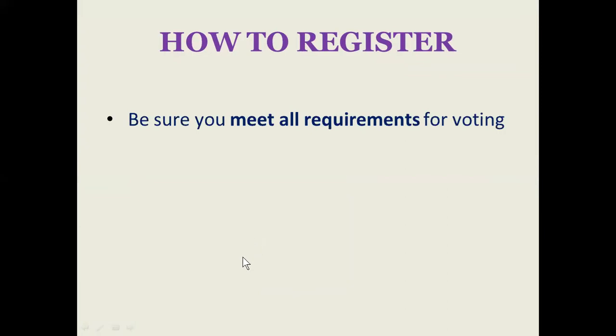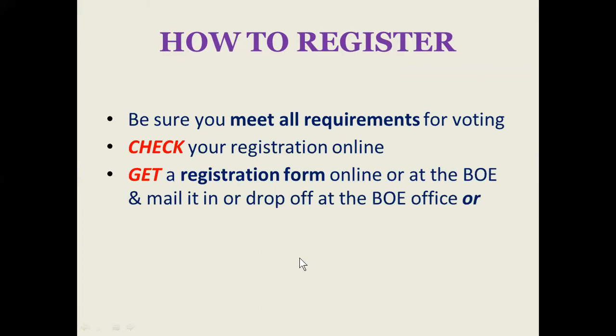So how do you register? Be sure that you meet all the requirements that we talked about for voting. The second thing to do is to check your registration online. And an easy way, if you forget all of the other things, is to simply look up voter lookup, and that will help you to get the information.